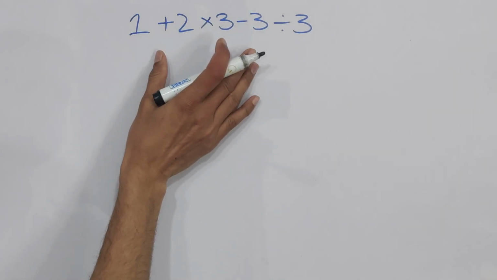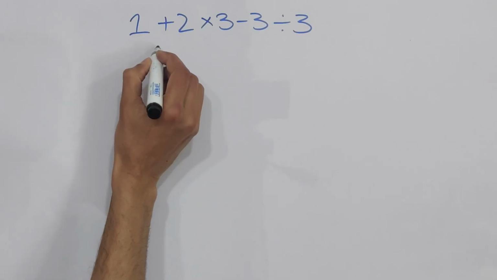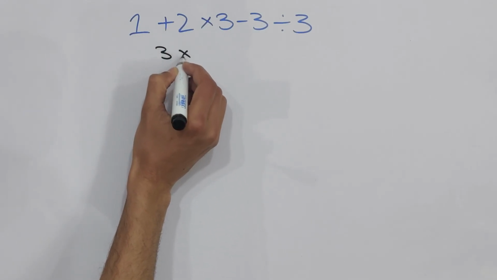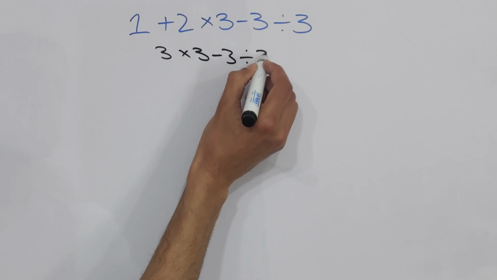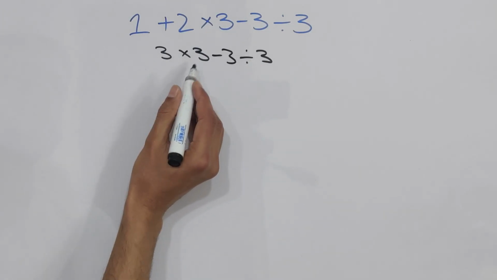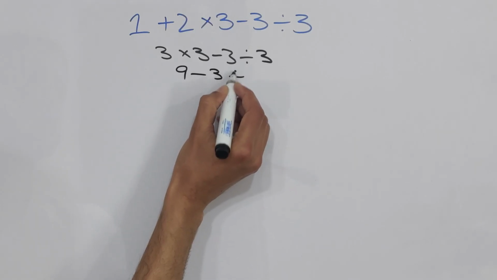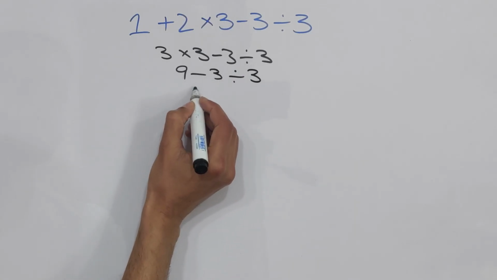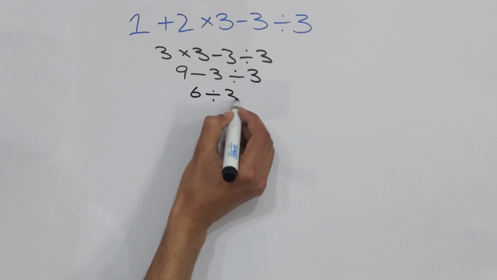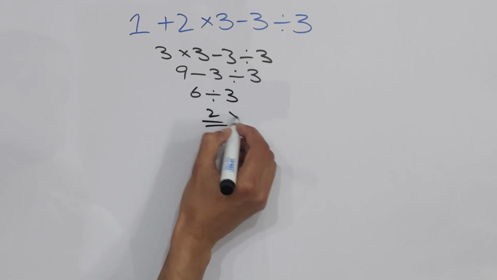This is a very interesting question. Only 1 in 10 can solve this. Okay, so 1 plus 2, 3, multiply 3 minus 3 divided by 3. Now 3 times 3, 9 minus 3 divided by 3. Now 9 minus 3, 6 divided by 3, and 6 divided by 3 is equal to 2.